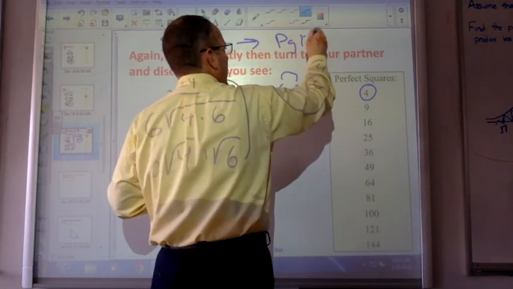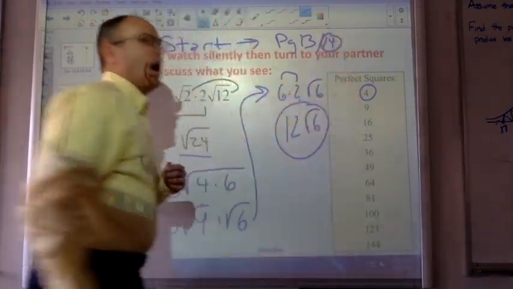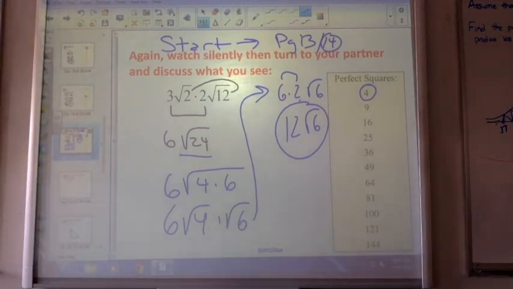Start page 13. Okay, there is a 14. I'm going to circle the 14. I just want you to try and get through page 13 tonight.